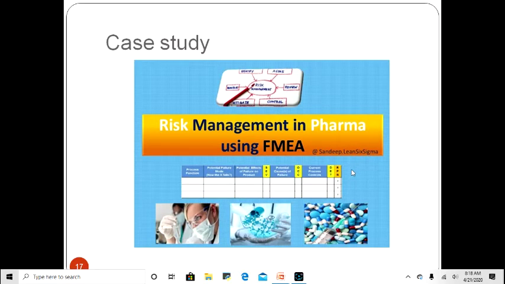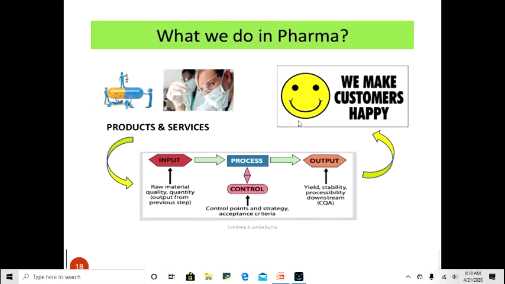So let us look at a case study of how they deal with risk management in the pharma sector. In the pharma sector, you can see there is an input, process and output. The inputs are the raw materials you require, and you have a process.